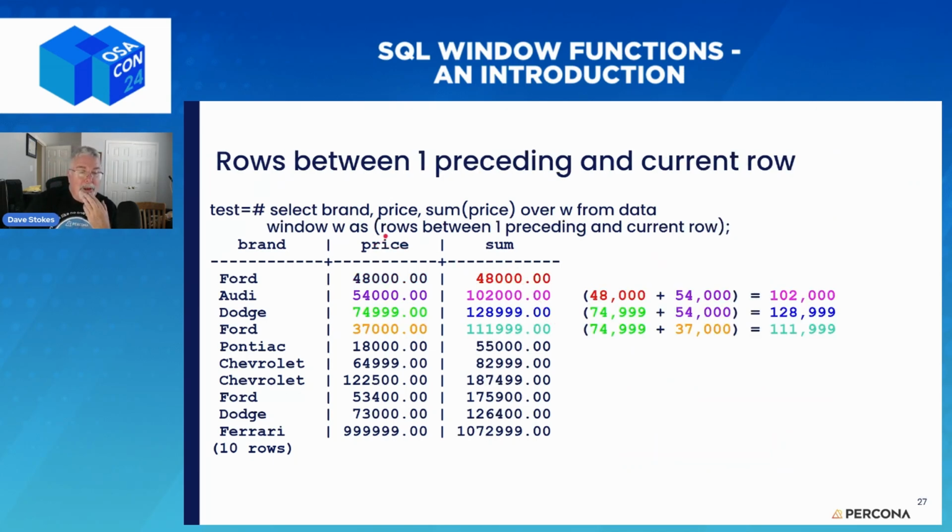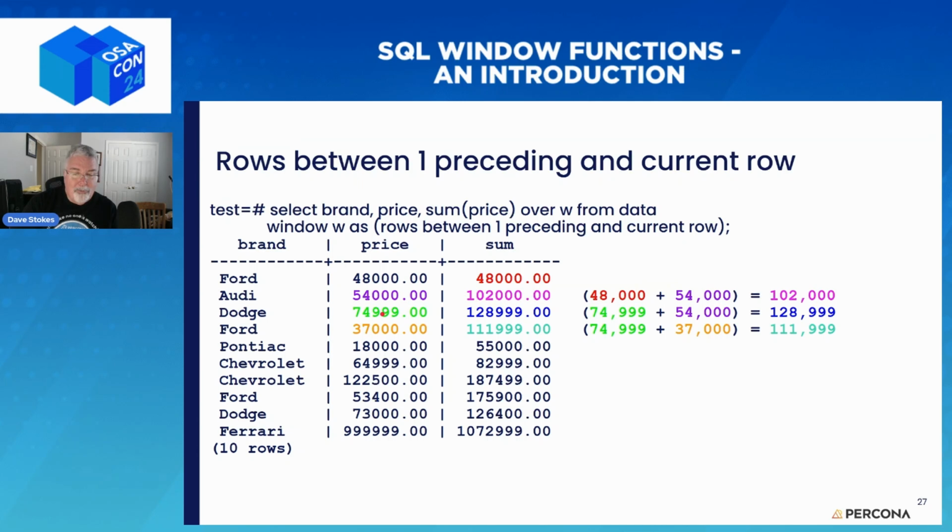So let's take a look at rows between one preceding and the current row. So the current row is 48, okay, and one preceding. Well, there's no preceding, so it's just 48. So current row is 54,000, and we want to add that and the preceding row, so we get 102,000.